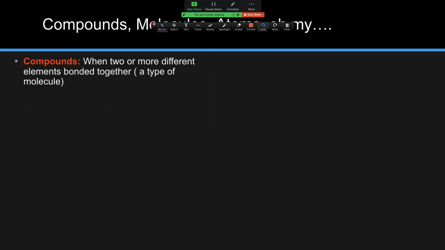So compounds, molecules, and atoms. Let's talk about the difference between those. So a compound is going to occur when 2 or more different elements bond together. So we've got 2 or more different elements, like sodium chloride.